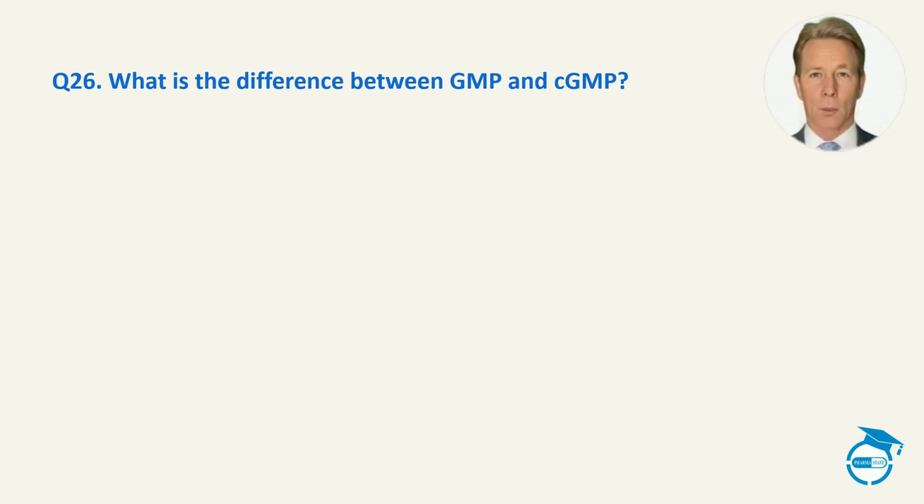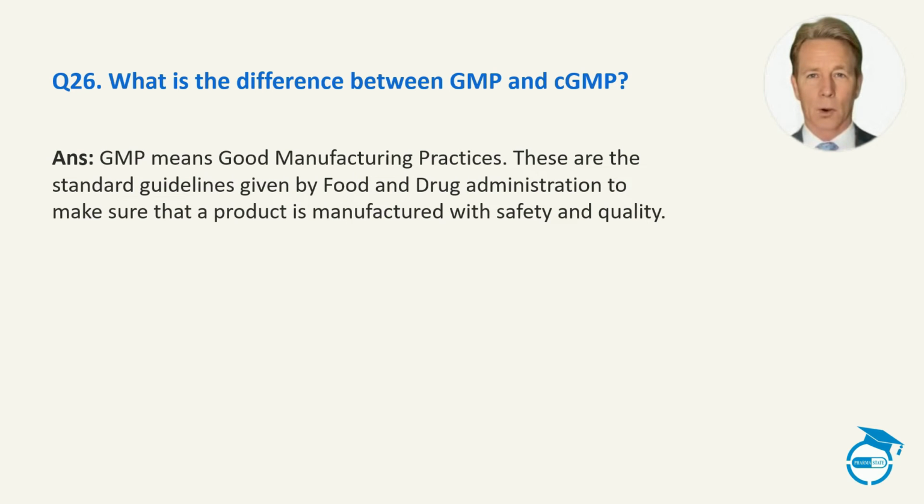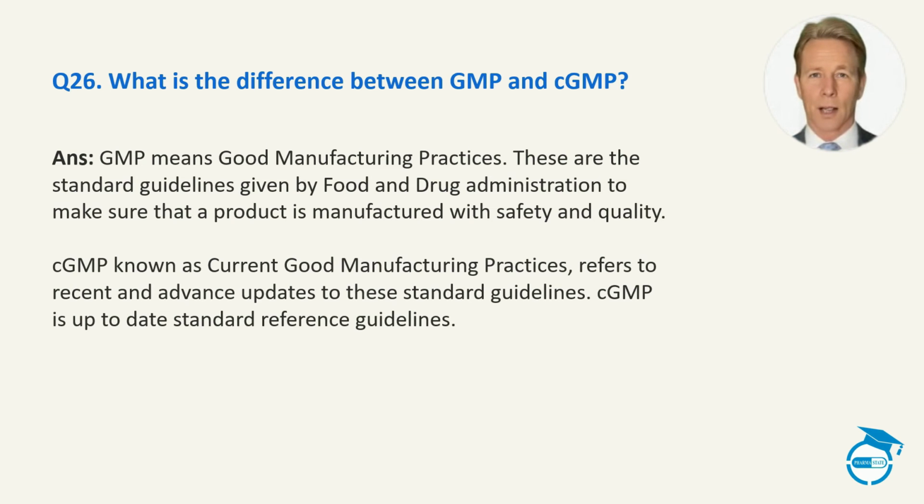What is the difference between GMP and cGMP? GMP means Good Manufacturing Practices. These are the standard guidelines given by the Food and Drug Administration to make sure that a product is manufactured with safety and quality. cGMP, known as Current Good Manufacturing Practices, refers to recent and advanced updates to these standard guidelines. cGMP is the up-to-date standard reference guidelines.